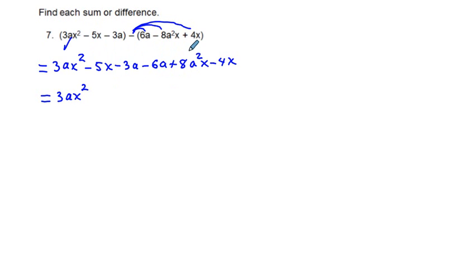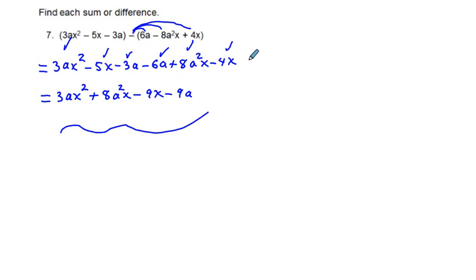Next, let's come over here to the a squared x. So plus 8a squared x. And the next one we're going to look for is the x term. X terms, we see we have negative 5x minus 4x, which simplifies to become negative 9x or minus 9x. Then we have negative 3a minus 6a, which is going to be minus 9a, and that takes care of those. And I think we've checked off every single term, so this is going to be our answer for problem number 7.